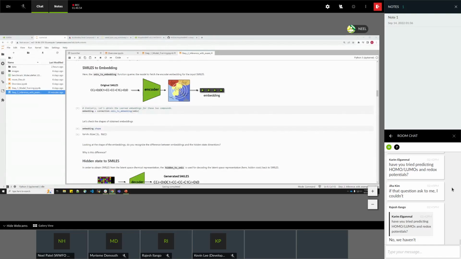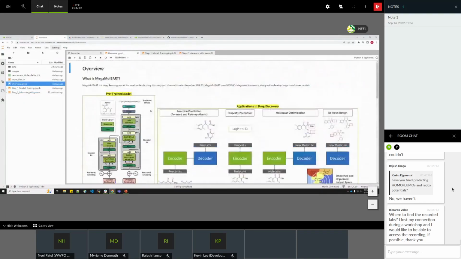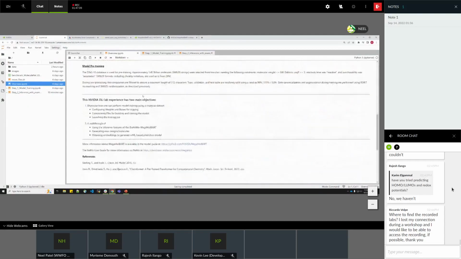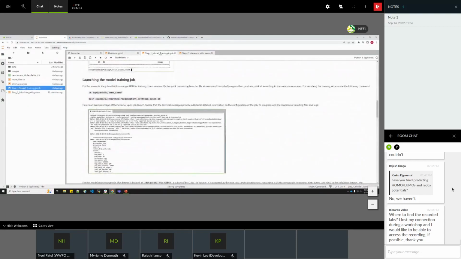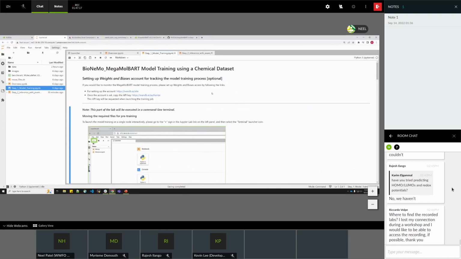Okay, again, for folks who have joined later in this DLI session, please go through these three notebooks. The first one is just providing an overview of the MegaMolBART model and what we want to accomplish in this lab. Step one is meant to give a glimpse of what model training looks like, training a model of such a large size using a chemical data set.